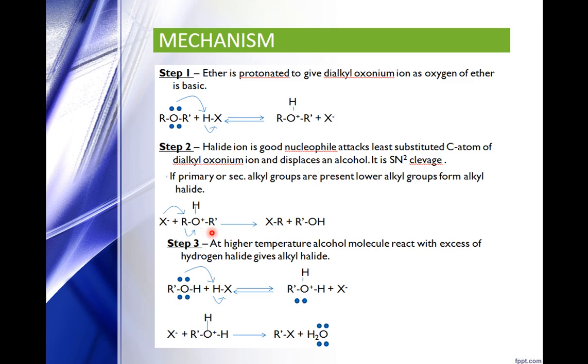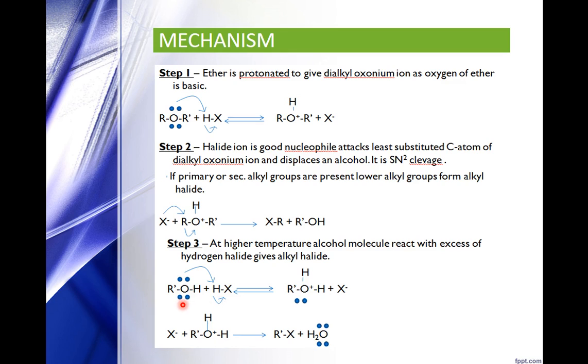So what are we left with? We are left with ROH or R dash OH, whatever be the size of the R. Now, these are the first products. Now, what we talked about, that this alcohol further reacts with HX to form one more molecule of alkyl halide.